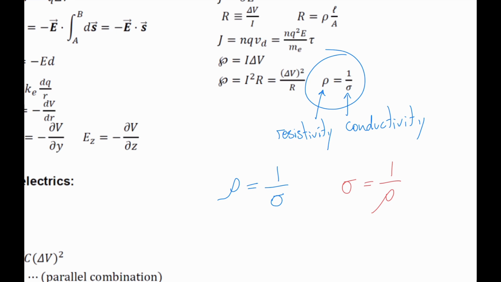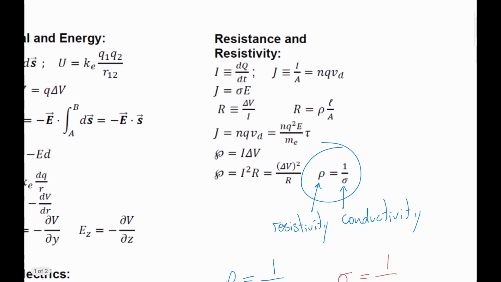Hopefully that makes sense. This is just an equation telling you that. So if you're given the resistivity of a material, you can find the conductivity. If you're given the conductivity, you can find the resistivity. Again, not really useful, except for when it's actually used in equations, and it's useful to know what it means, right?